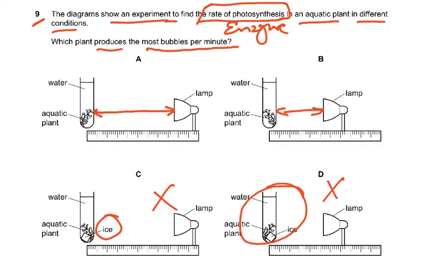So now we only have the choices between A and B. Now because here the light intensity is more, because the lamp is nearer to the aquatic plant, that is why the answer would be B.